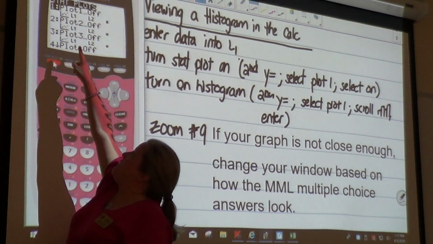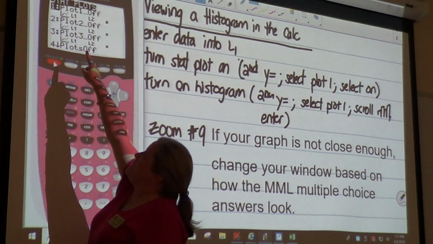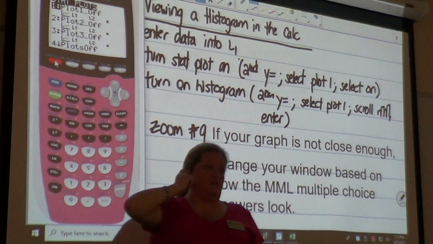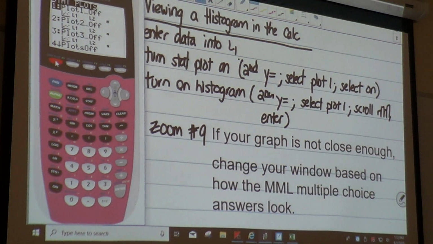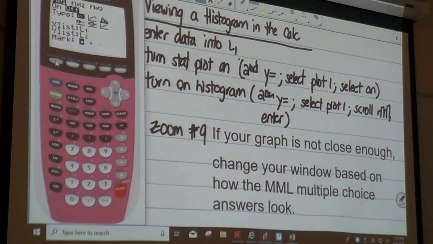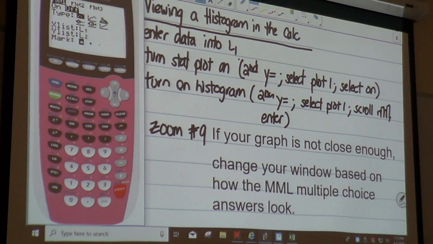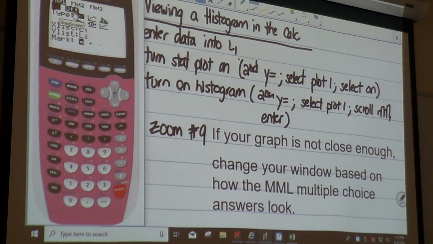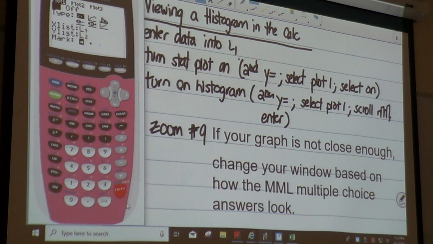Okay? Now, I want to hit enter because I want to go to plot 1. So I did second plot 1. Now, you want your plot 1 to be on. So right now mine is off because off is black. So I get on top of the word on and I hit enter. Then I come down and over until I get on top of the histogram.